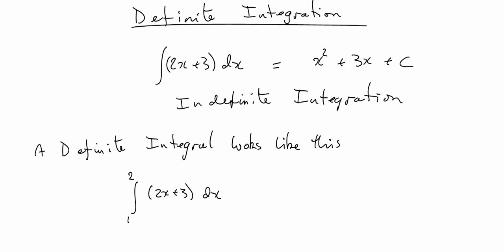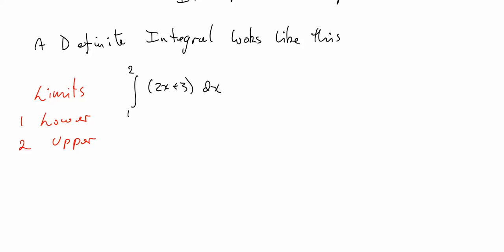A definite integral looks like this, and in this case you have these numbers here, 1 and 2, and these are known as the limits. I correct myself there, 1 is the lower limit and 2 is the upper limit.